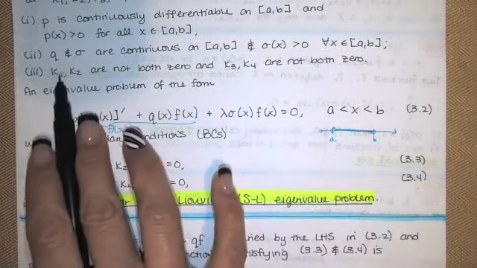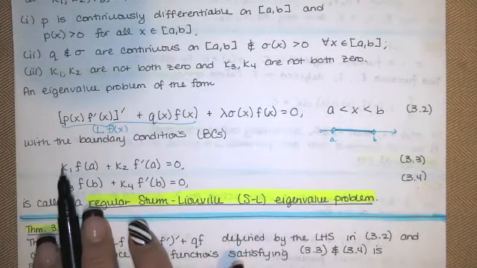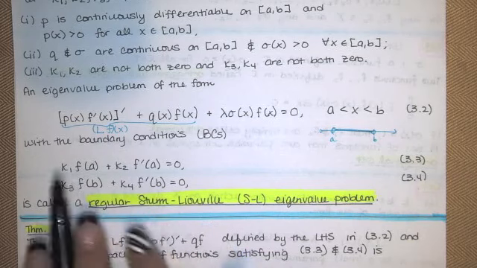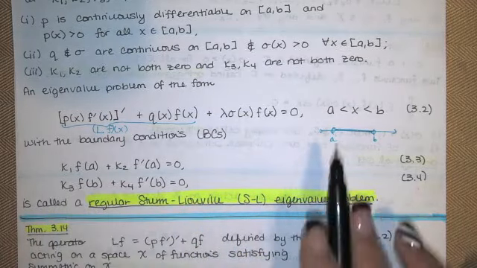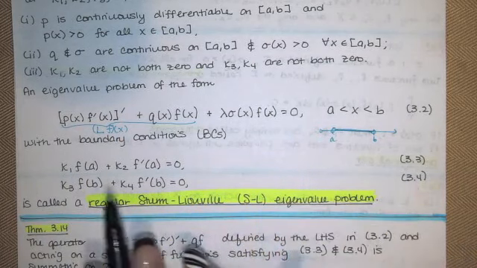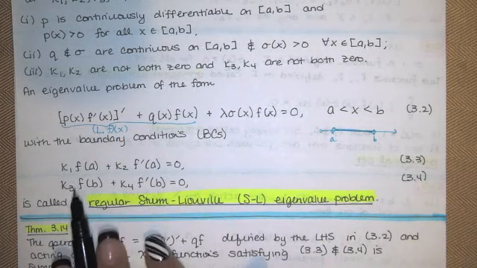When they say that kappa 1 and kappa 2 are not both 0, that's just saying that if they were 0, we'd have 0 equals 0. This is true all the time. If they're not both 0, we're going to have some condition on the left endpoint. So that's our first boundary condition. And the second boundary condition is similar.